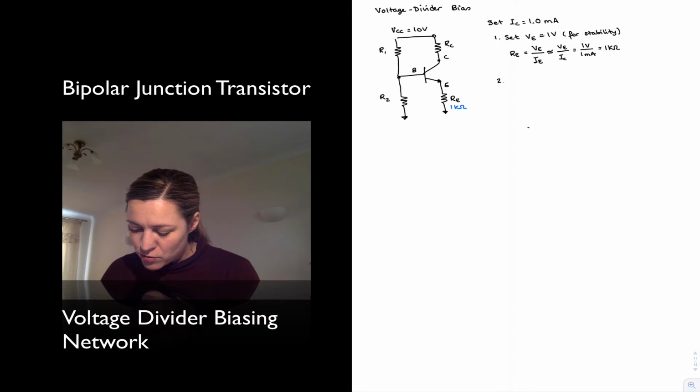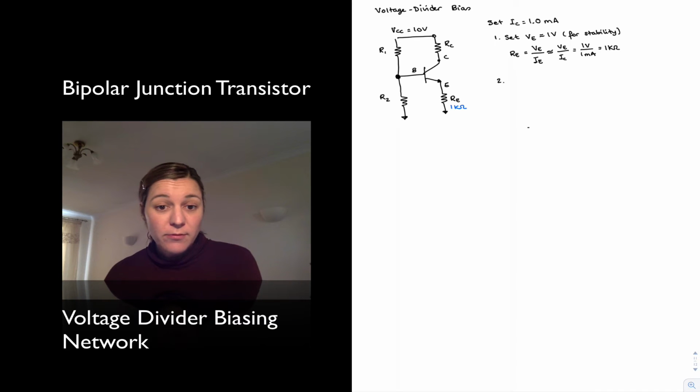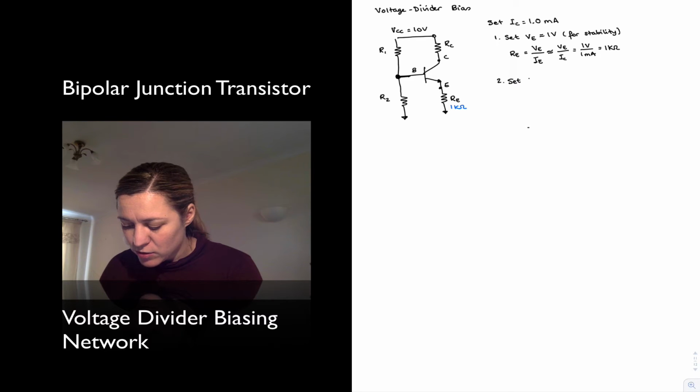Step number 2, we want to set our base voltage to the correct value. Obviously, we are going to want to turn on our transistor, and so we need 0.7 volts across the VBE junction. But the emitter voltage is already set to 1 volt, so 1 volt plus the 0.7 required to turn on the junction gives us a base voltage VB of 1.7. So the next thing we're going to do is try to set VB to 1.7 volts.